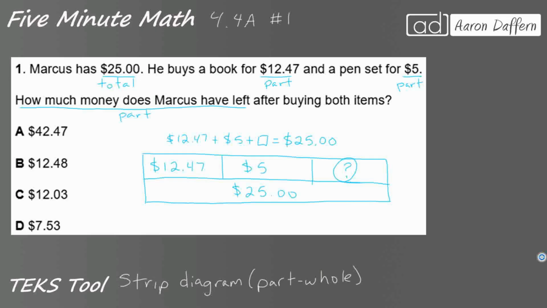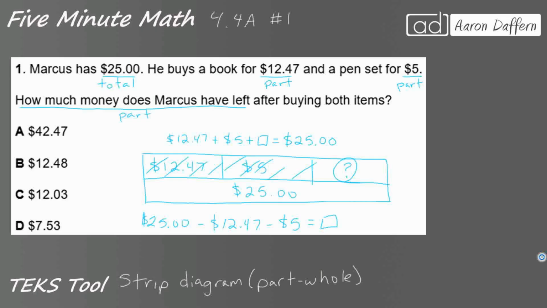What I could do is take my $25 and then subtract the $12.47. See how much money is left there. Then I could subtract the $5. If I subtract that $12.47 and then subtract that $5, the only thing that's left is going to be my unknown. So that would be helpful.